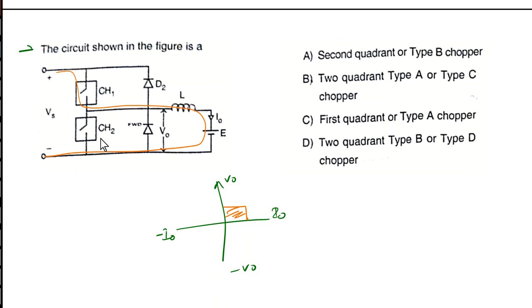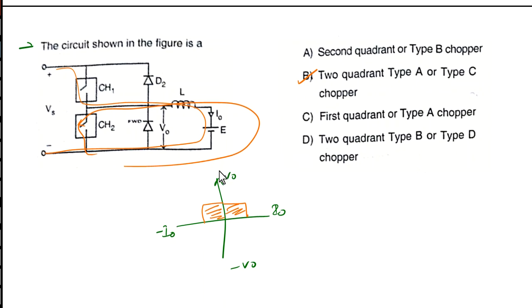Next one, when CH2 is working, the current has to flow from this inductance in this arrow mark direction. So the current will be negative here. That means it acts as a 2 quadrant type A or type C chopper here. So the answer will be B here. Next one.